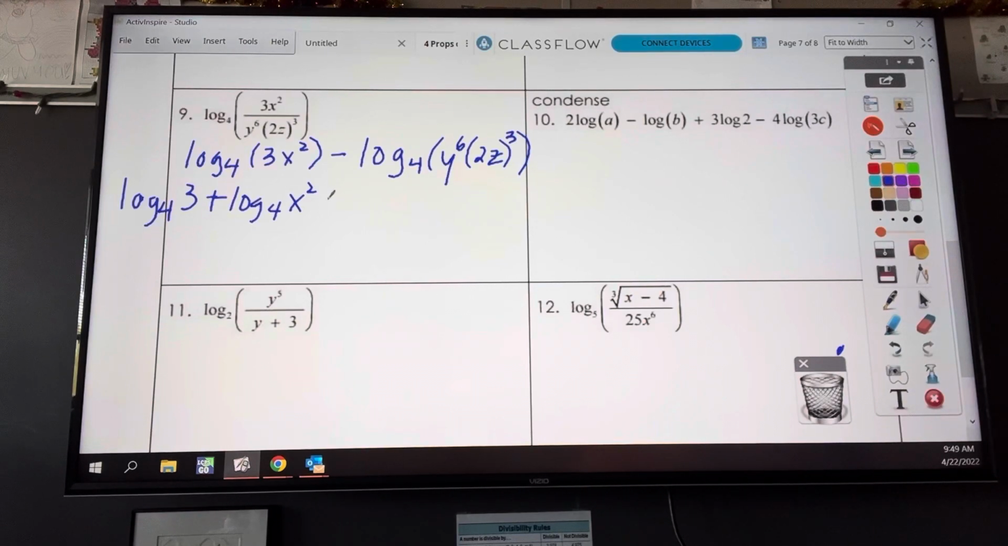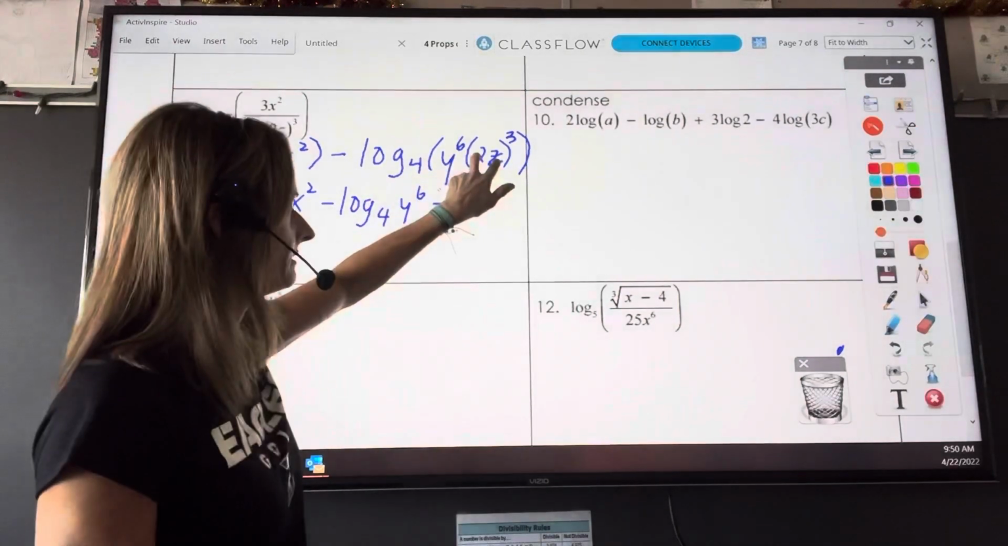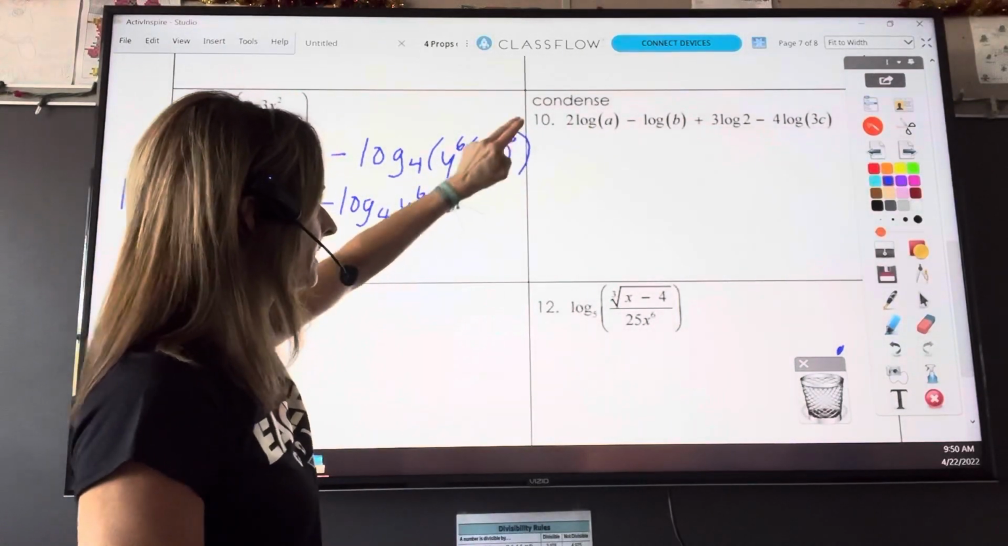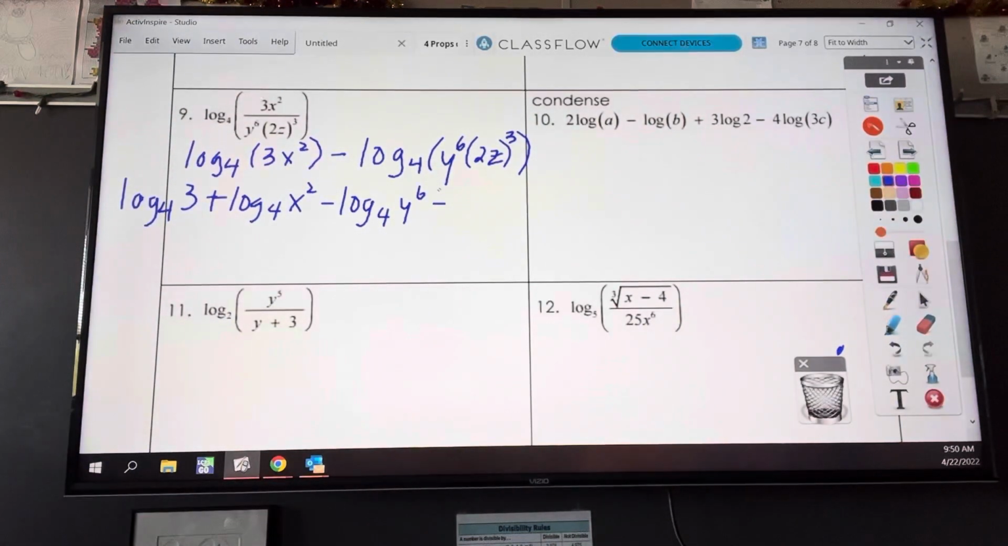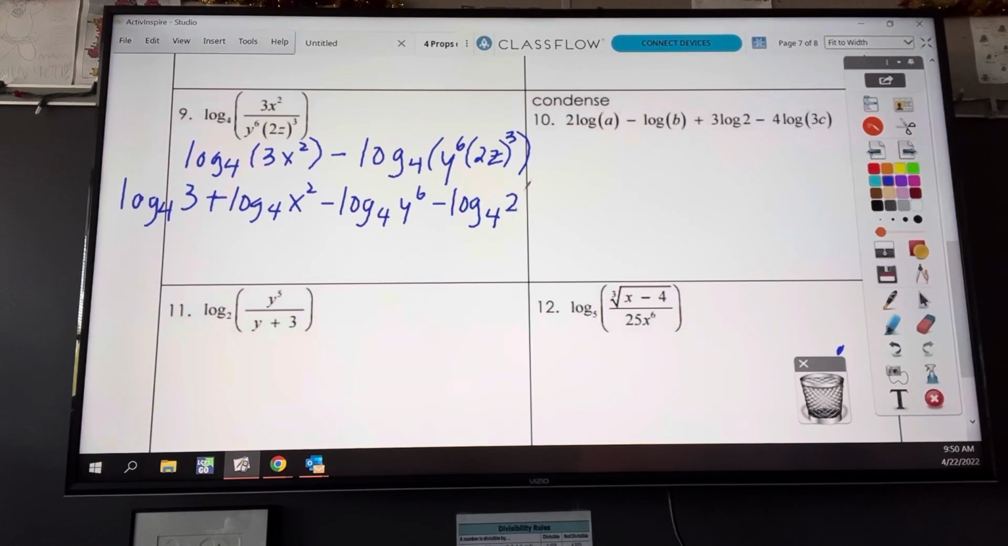Now we're going to subtract each of these terms. Log base 4 of y to the 6th minus, now this 2z, this quantity is being cubed. So we have to cube the 2 and we also have to cube the z and separate them. So we've got minus log base 4 of 2 cubed minus log base 4 of z cubed. And we are almost finished.